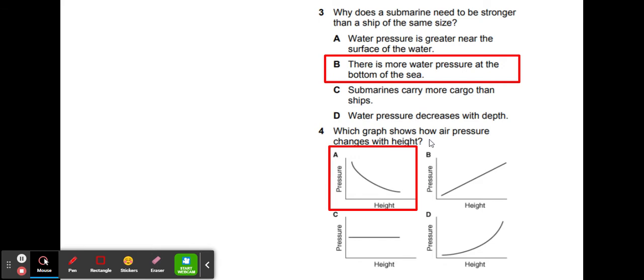Which graph shows how air pressure changes with height? Well, we've not actually told you exactly how it changes. However, we know it can't be B or D because we know that pressure does not increase with height, it decreases. Same for C. It can't be this because this is showing that as we increase height, pressure isn't changing. The only one that shows pressure decreasing as we increase height is A. It doesn't matter that we don't know exactly how it changes. We haven't taught you yet that it is this curved line. However, we know this is the only case where it is being decreased as we go higher.